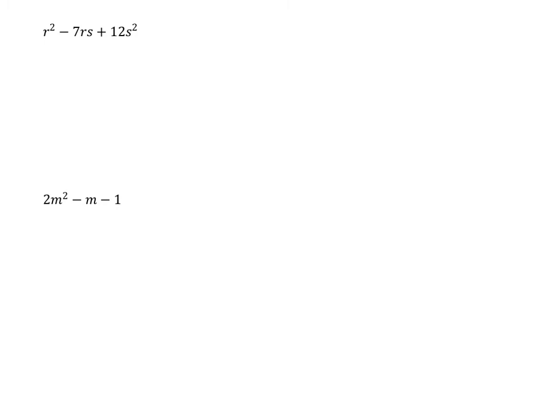All right, taking a look at the next one. Here we've got two different variables going on. I know my first terms are r. Then if I start looking at factors of 12s squared, I'll just look at the 12 first, right? So I have 1 and 12. I have 2 and 6. I have 3 and 4. I know that this plus sign tells me that these are the same sign. The minus sign tells me that they're both negative. Right, because a negative times a negative will give me a positive.